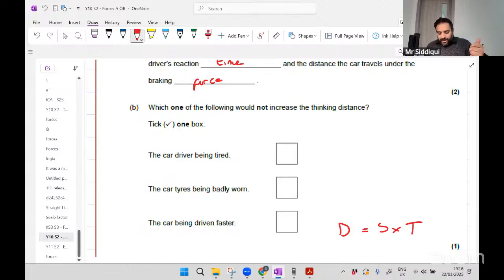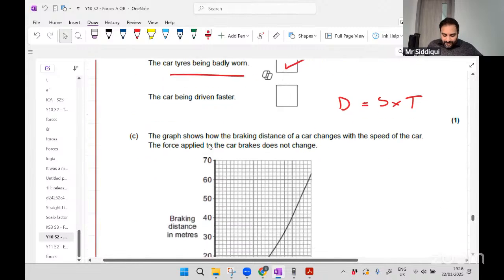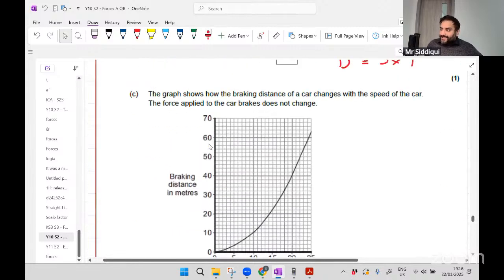The car tires being badly worn affect your braking distance because they'll have less friction perhaps, and therefore you will go further before you stop. So they affect the braking distance rather than the thinking distance. And then the question you actually asked is part C.